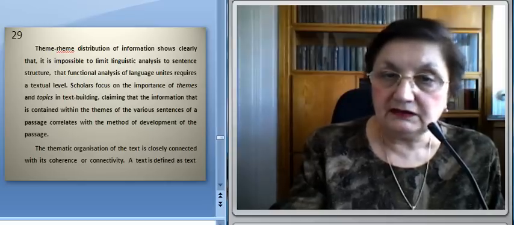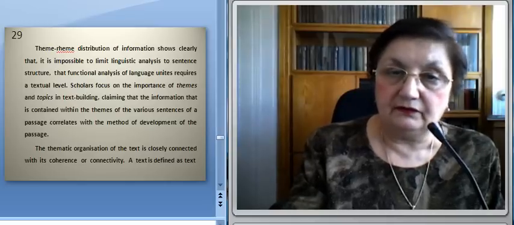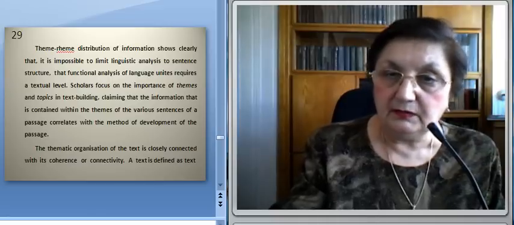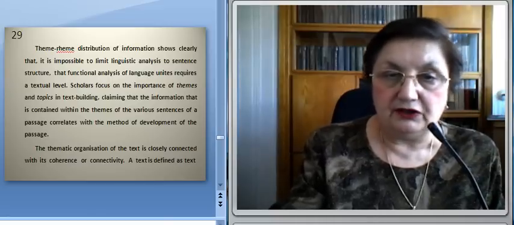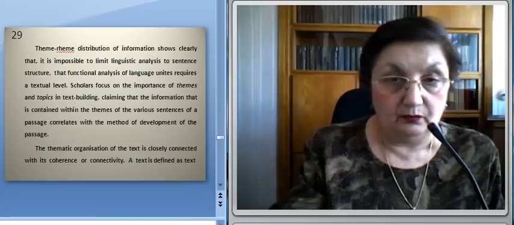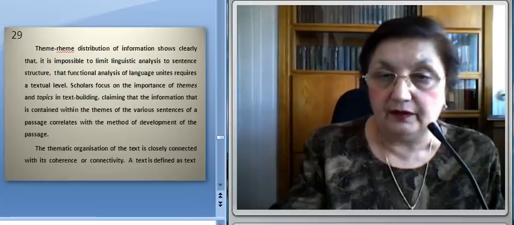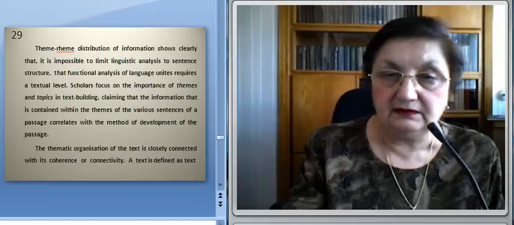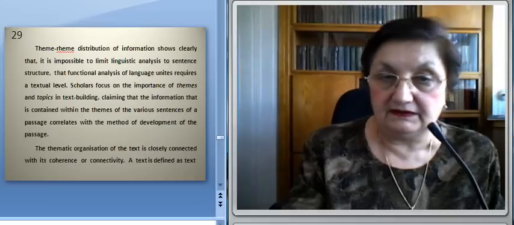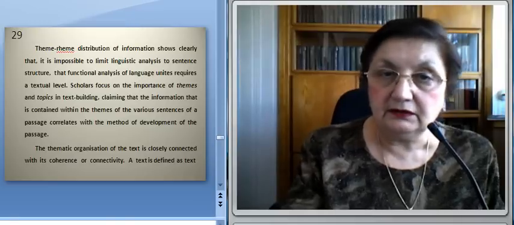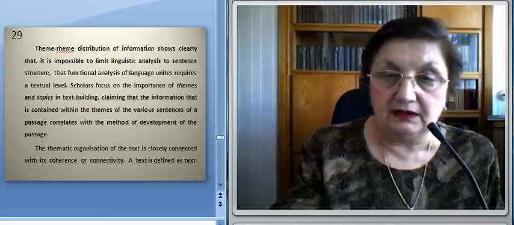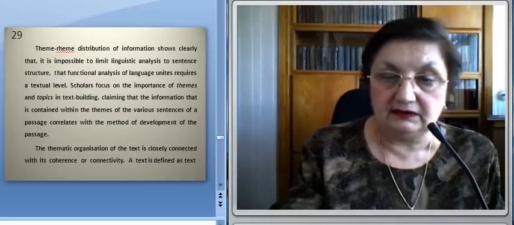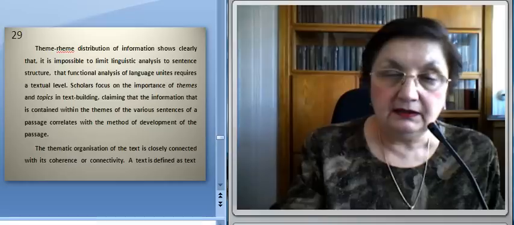The thematic organization of the text is closely connected with its coherence or connectivity. A text is defined as a text largely in terms of its semantic coherence. However, it is useful to remember that texts are not always perfect. They not only display coherence to an uneven degree, but some may be characterized as discontinuous.